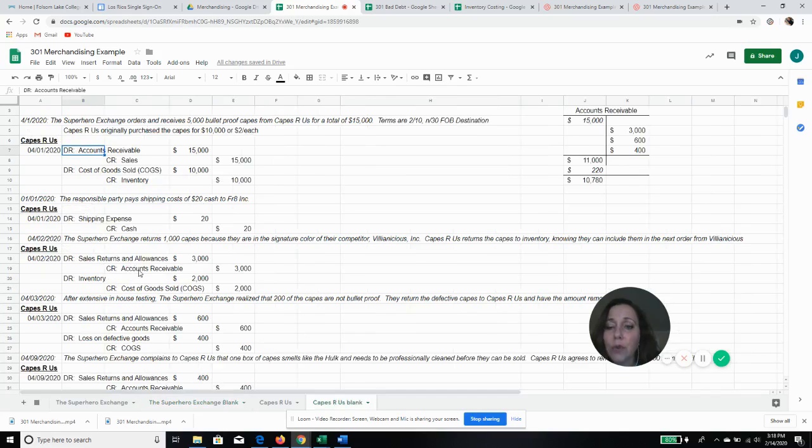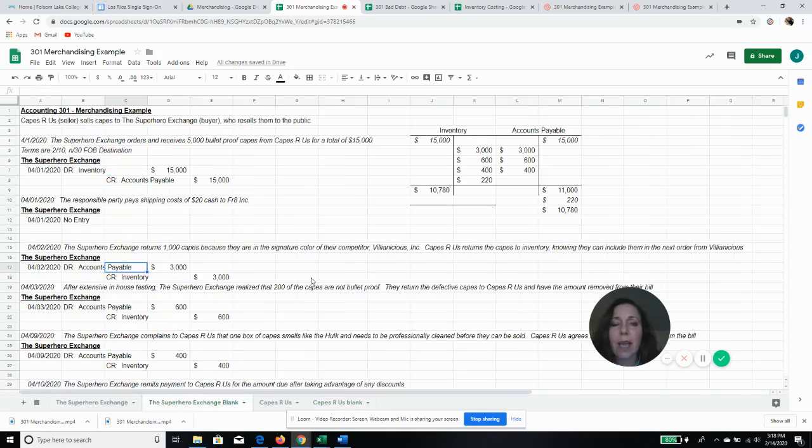Anytime the seller credits accounts receivable, the buyer should debit accounts payable. If you think about it, these are two sides of the same transaction. The seller should always think that the amount owed by the buyer is exactly what the buyer thinks they need to pay. Otherwise, you've got a problem. So always make sure if you're debiting accounts receivable for the seller, you're crediting accounts payable for the buyer. If you're debiting accounts payable for the buyer, you're crediting accounts receivable for the seller.